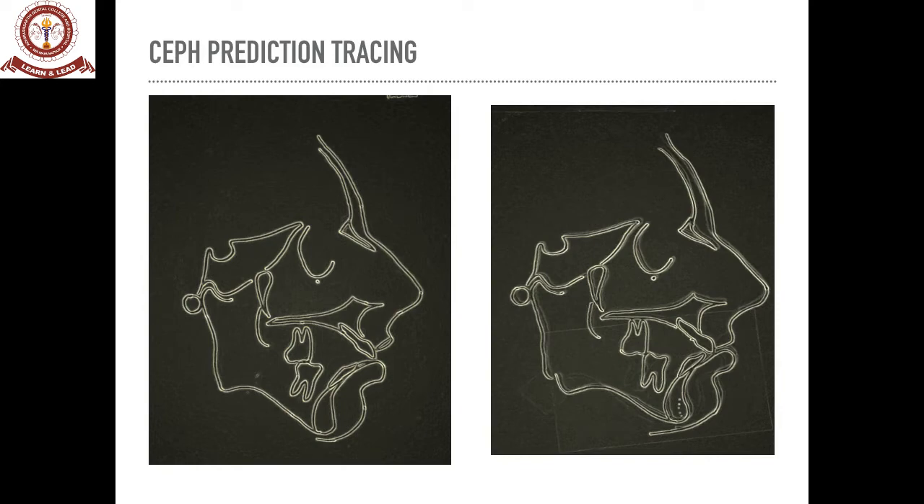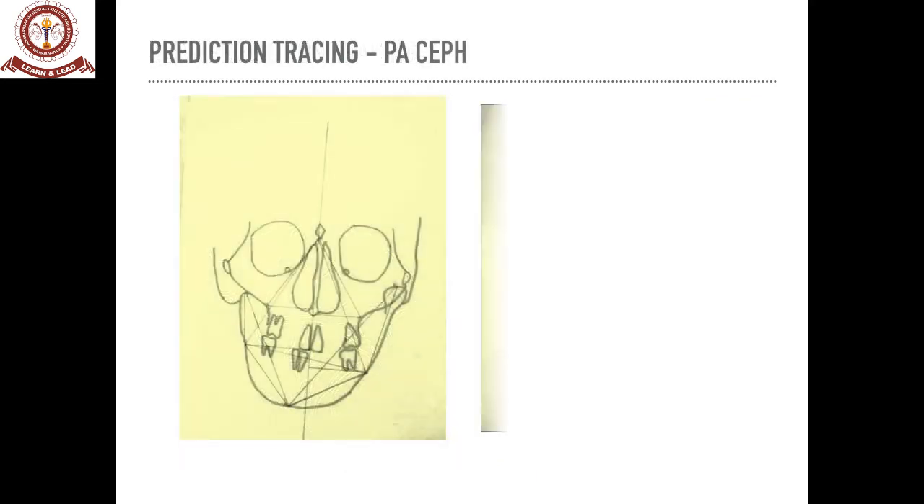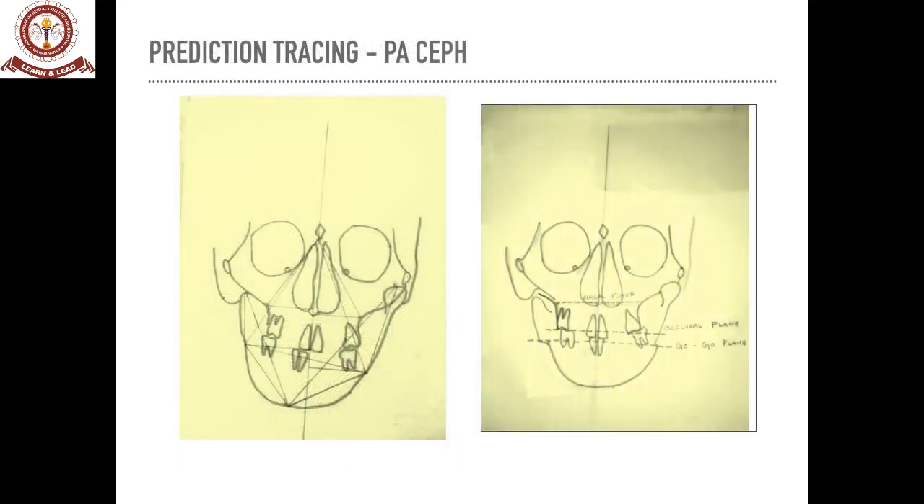Why is this done? Because we can have multiple plans which we can try out on paper. So we do all these combinations and find out what is best for the patient. The prediction tracing can be done both for the lateral ceph and also for the PSF. So you can see here how the prediction tracing is being done.